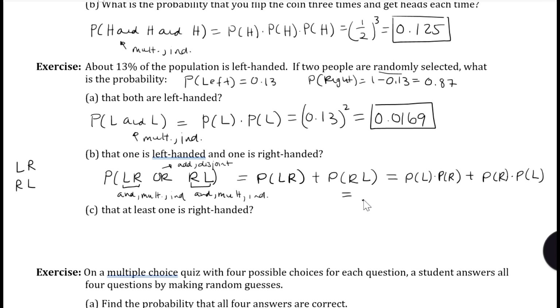So I have 0.13 times 0.87 plus 0.87 times 0.13, which you know is the same thing. Both of these are adding the same thing together. And when you add them together, you get 0.2262.